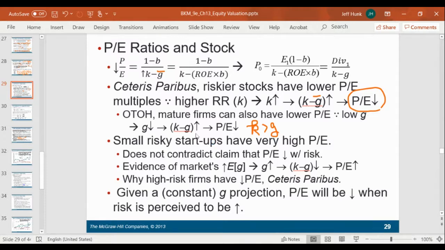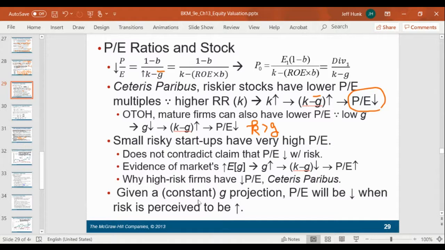But anyway, just because the price earnings ratio is low, it doesn't necessarily mean it's a risky company. It could be a risky company, but it could also be a mature company. So you cannot base it on the price earnings ratio only.